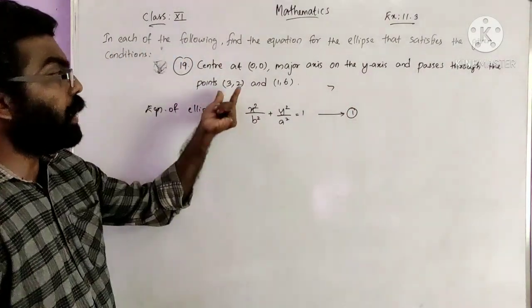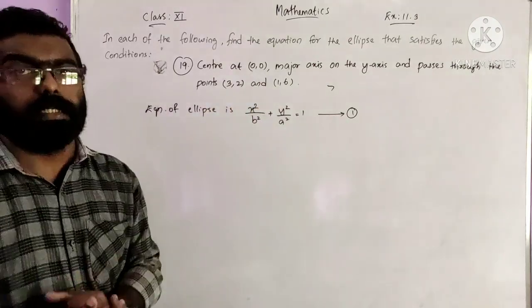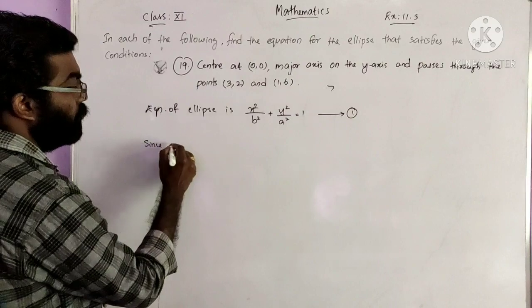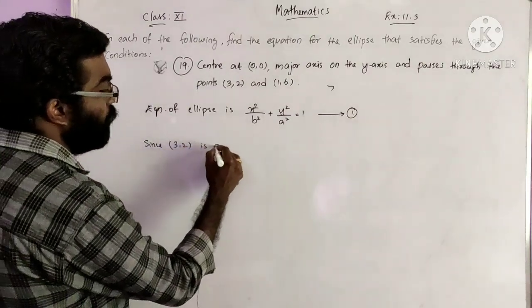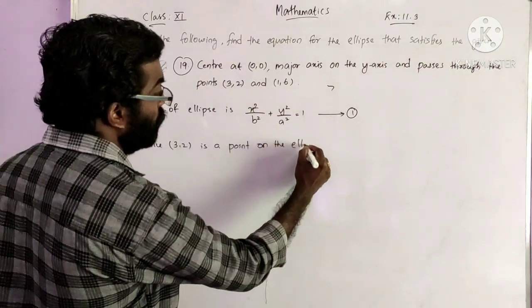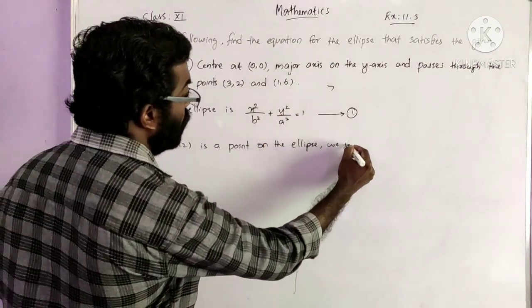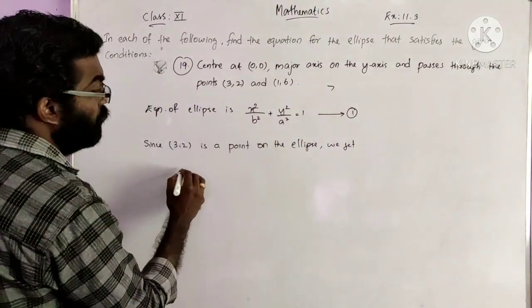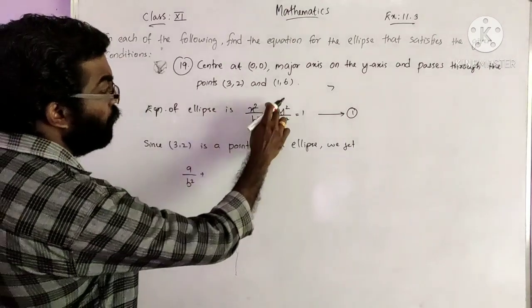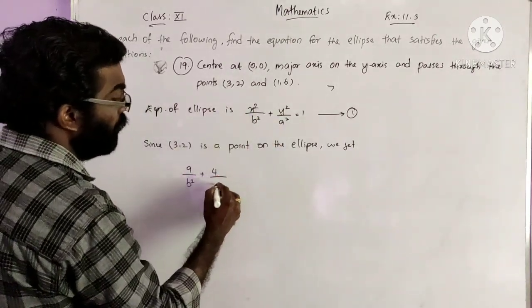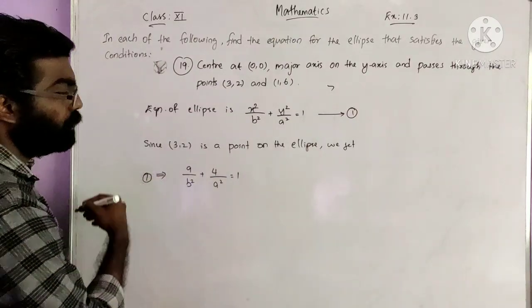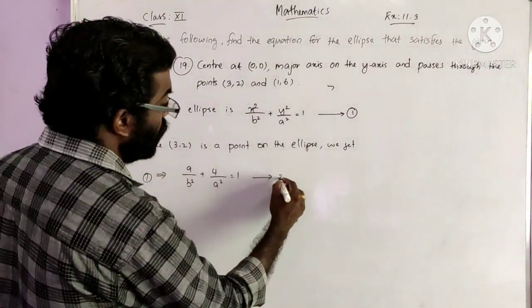Here we have 2 points on the ellipse, (3, 2) and (1, 6). First we can put the first point. Since (3, 2) is a point on the ellipse, we get 3 square, that is 9 by b square, plus y square, y is 2, 4 by a square, equal to 1. Take it as equation number 2.